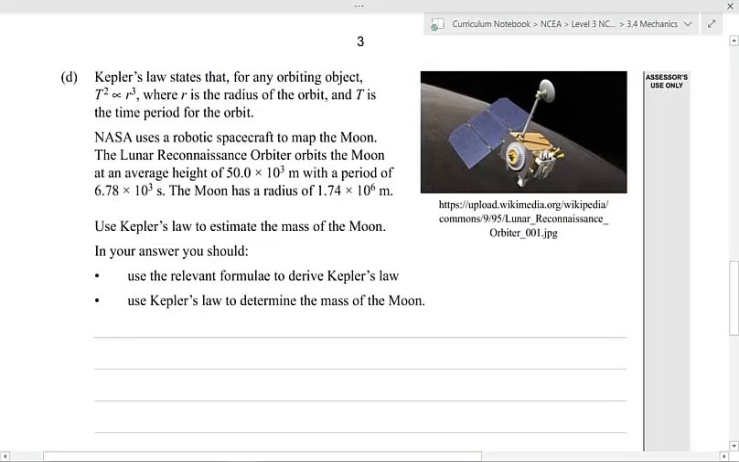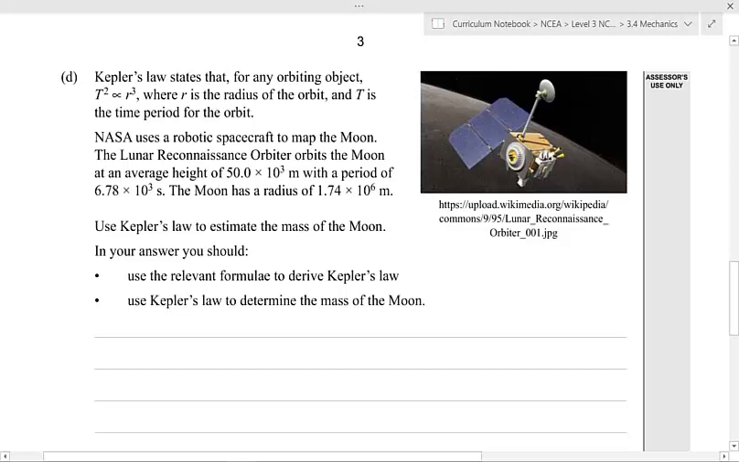Alright, then we have Kepler's law states that for an orbiting object, T squared is proportional to r cubed, where r is the radius of the orbit and T is the time period for the orbit. NASA uses a robotic spacecraft to map the moon. The Lunar Reconnaissance Orbiter orbits the moon at an average height of 50 times 10 to the 3 meters with that period, and the moon has a radius of this. Use Kepler's law to estimate the mass of the moon. In your answer, you should use the relevant formulae to derive Kepler's law and use Kepler's law to determine the mass of the moon.